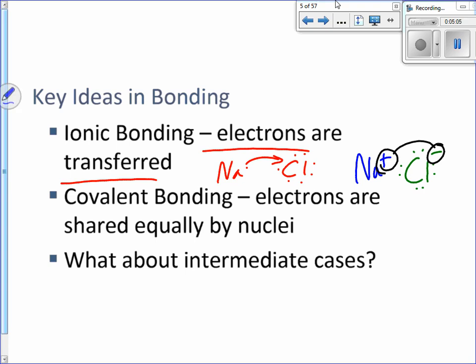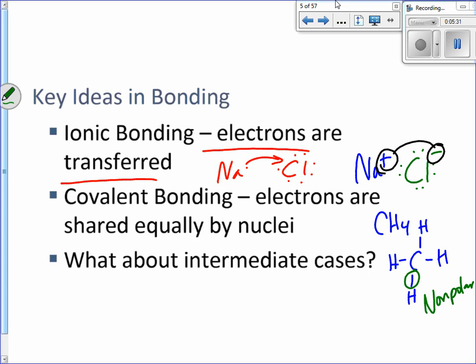Like for CH4, methane, if you're drawing a Lewis dot structure here, one of the electrons came from the hydrogen, one of the electrons came from the carbon, and they're sharing the pair. But this one we would say is nonpolar. We'll get more into that later, because they're equally sharing those electrons.